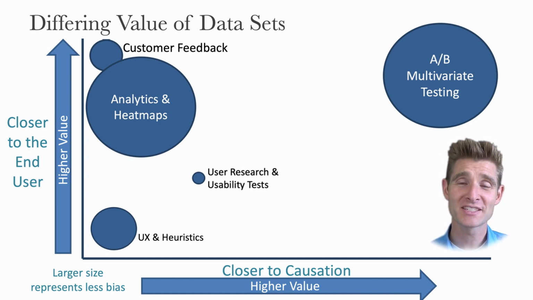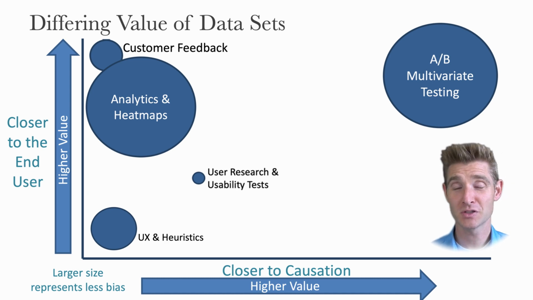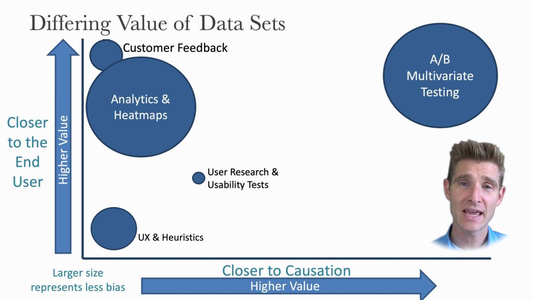And assuming that you're setting up your testing correctly and not putting bias into the test by doing it wrong, your testing data, your A/B tests, your multivariate tests, they give you a lot of really good unbiased data. So there's less bias, there's causation, there's closeness to the visitor, and that's why, in my opinion, A/B testing data is one of the best types of data that you can use.